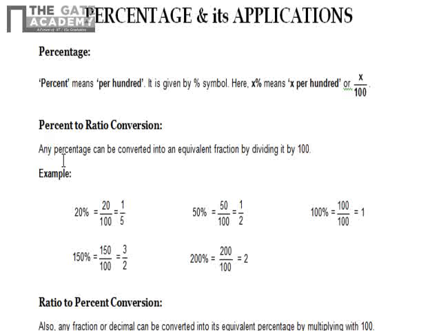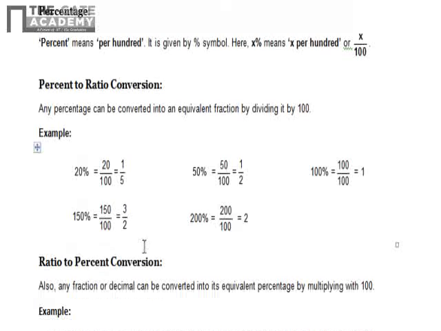If you want to convert any percentage to a ratio, then you have to simply divide that percent by 100. Like 20%, 20 divided by 100, and you'll get 1/5. 200%, that is 200 divided by 100, that is 2. 150%, 150 divided by 100, that is 3 by 2.